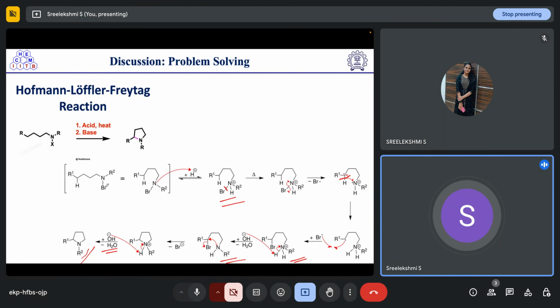Then the positive charge on the nitrogen is stabilized by using a base which will abstract a proton, and then this nitrogen lone pair will attack the carbon where bromine is attached, and the bromine will be knocked out, and then again the base will take up the proton on the nitrogen to stabilize the positive charge to form the product.